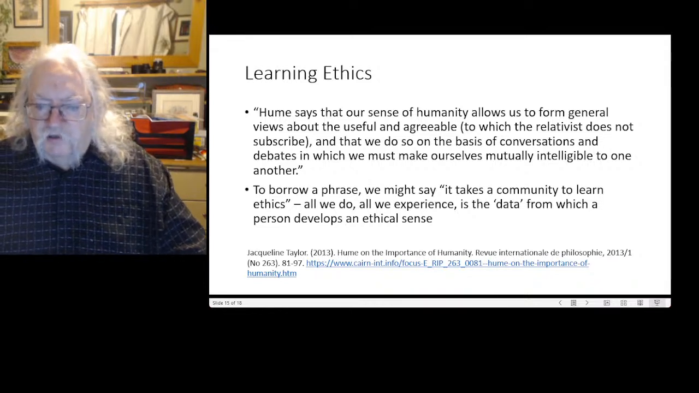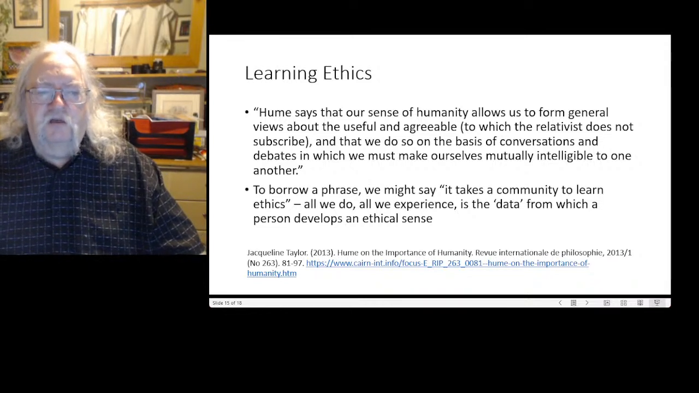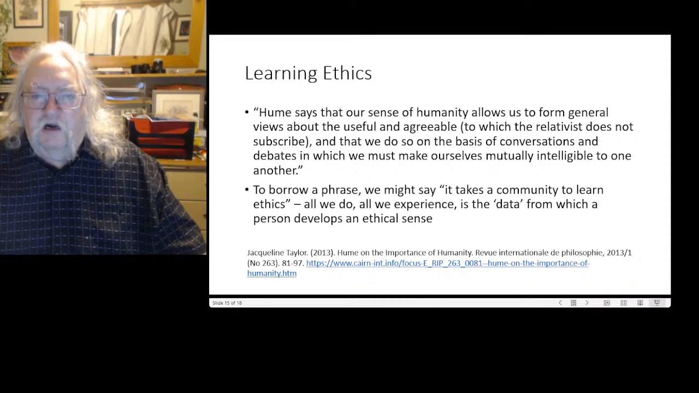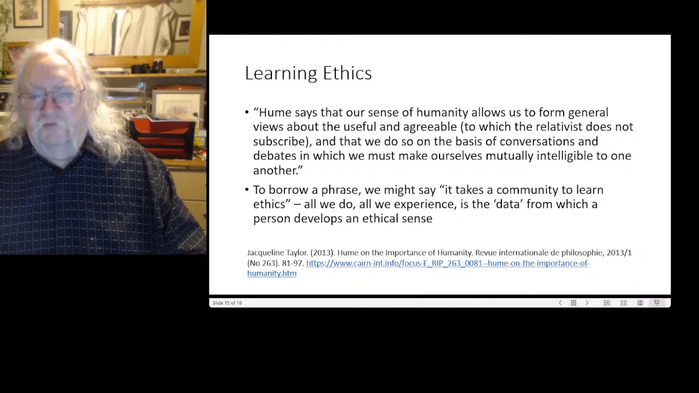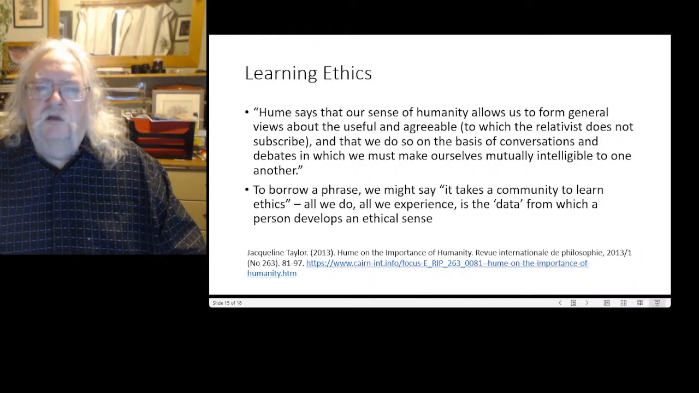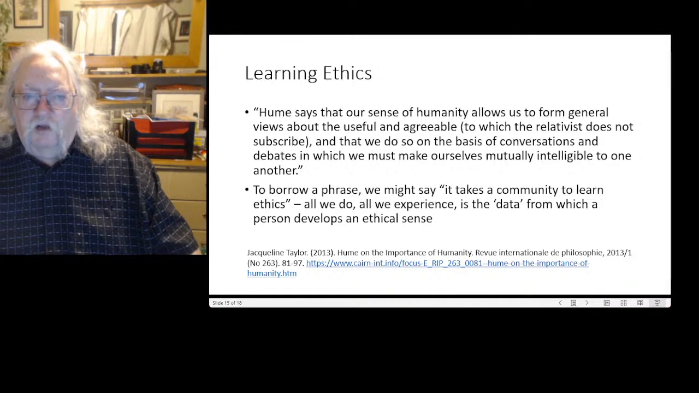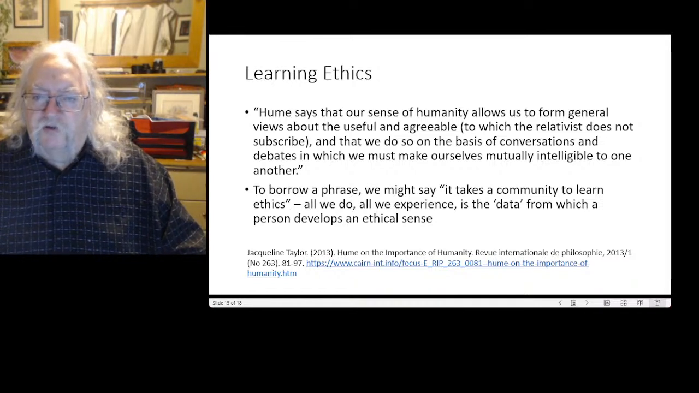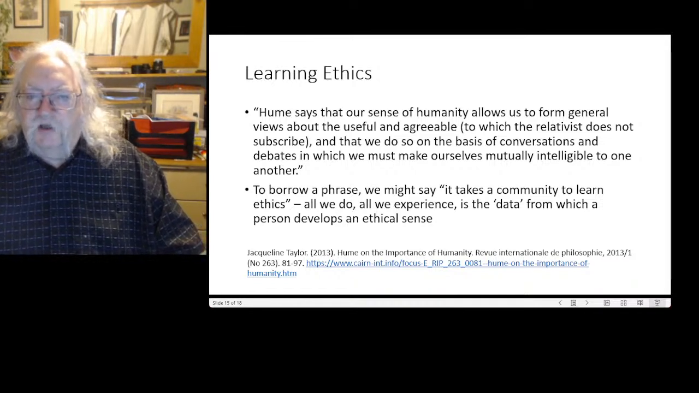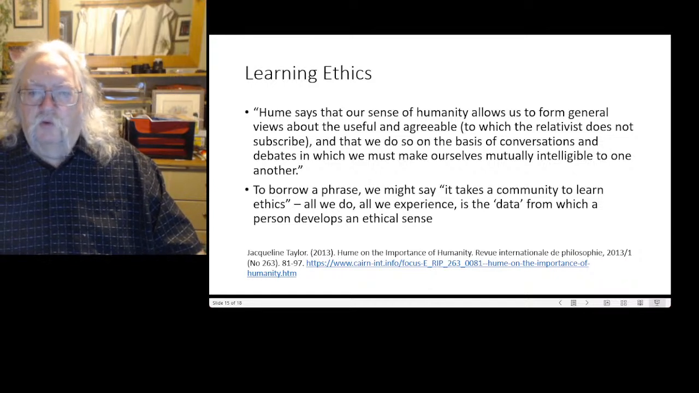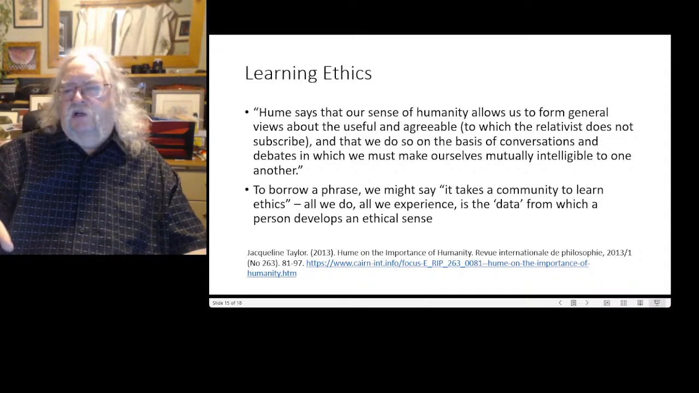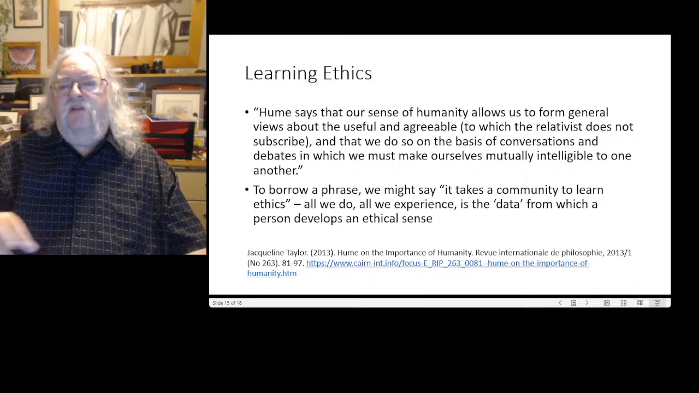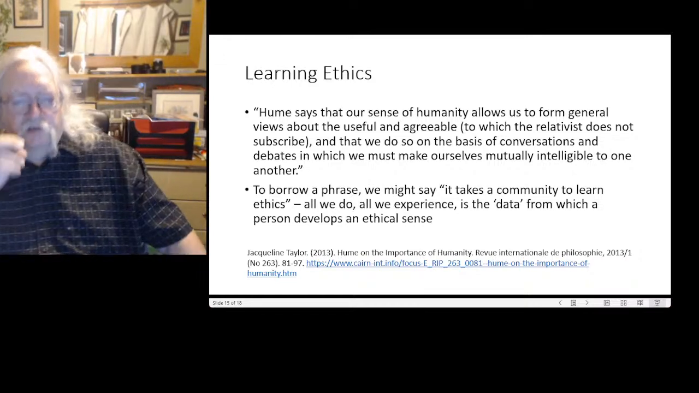So we'll begin with Jacqueline Taylor's summarizing of Hume. Hume says that our sense of humanity allows us to form general views about the useful and agreeable, to which the relativist does not subscribe, and that we do so on the basis of conversations and debates in which we must make ourselves mutually intelligible to one another. Now, I'm not really sure that's a good interpretation of Hume. I think that's kind of a conventional interpretation.